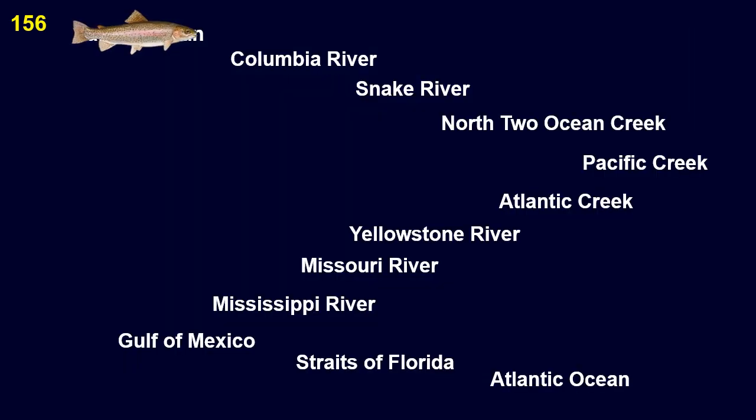It started in the Pacific Ocean, and then it was the Columbia River, Snake River, north to Ocean Creek, Pacific Creek. And then the Atlantic Creek, Yellowstone River, Missouri River, Mississippi River, Gulf of Mexico, Straits of Florida. And finally, the Atlantic Ocean.